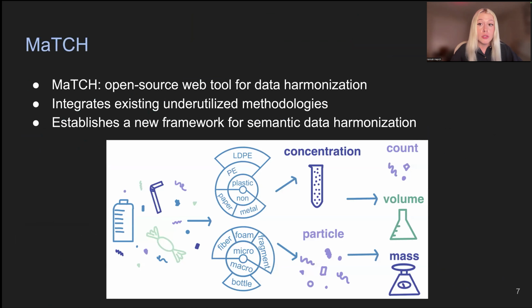So in an attempt to help remedy this, we developed an open source R-Shiny web tool called MaTCH to integrate various data harmonization steps together in a single automated algorithm. So this includes integrating some previously published yet often underutilized harmonization methodologies like particle size rescaling techniques and converting particles from a count to a volume and then lastly to a mass. And what I'll be mainly focusing on today is the framework that we developed for the issue of non-harmonized terminology, so dealing with the categorical variables that get input.